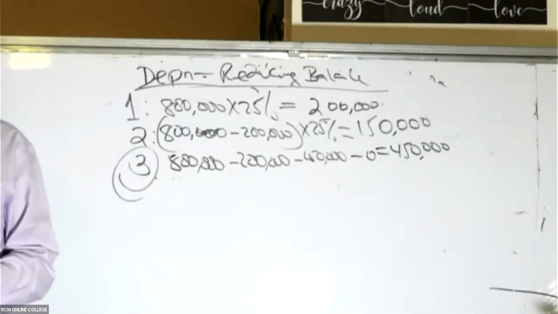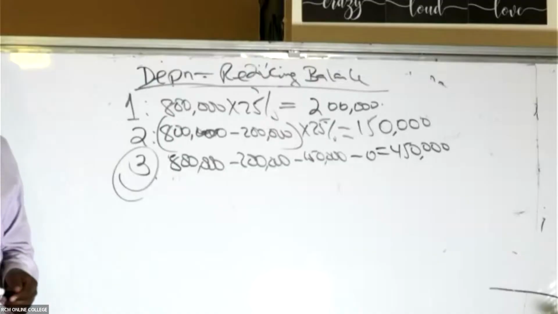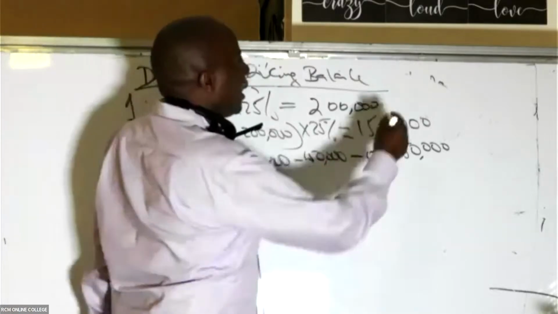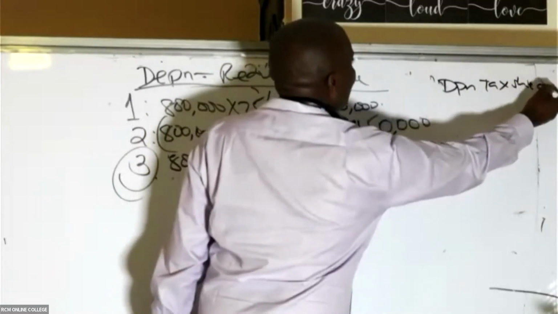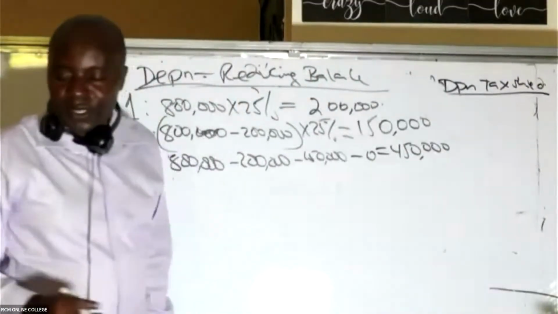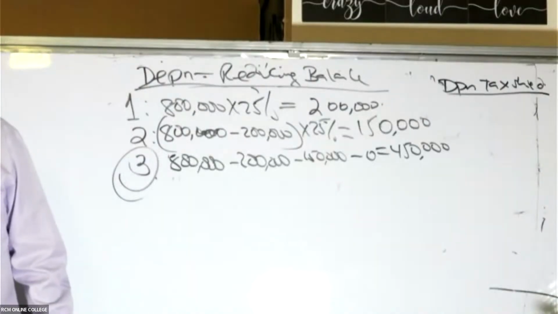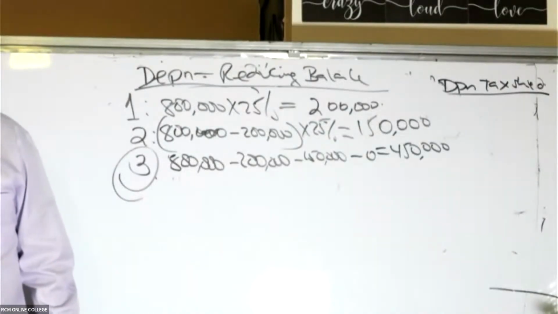Ladies and gentlemen, from there, what I will do, if I'm the one doing this, is come and give them the depreciation tax shield. Let me see whether the tax is paid 1 year in arrears. All right, so let's see whether they are paying the tax 1 year in arrears.